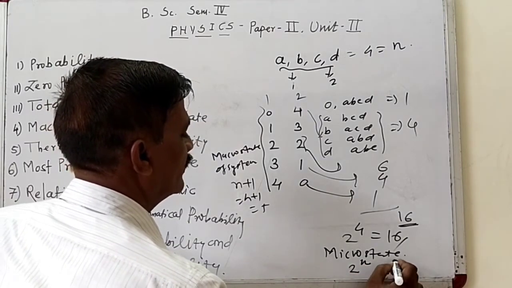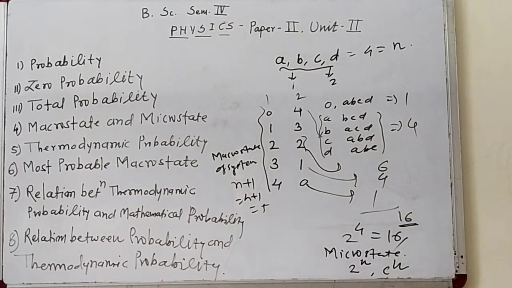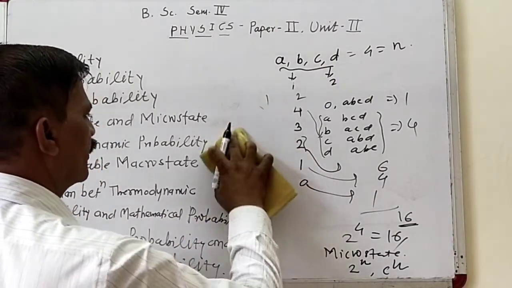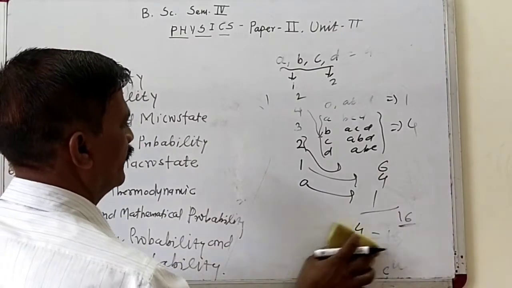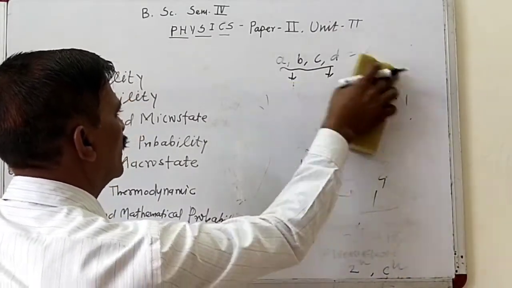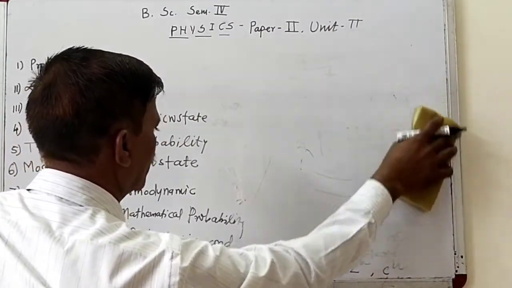In a simple way, C to the power n, where C is the number of compartments and n is the total number of particles. We get the number of microstates, and here n plus 1 is nothing but the number of macrostates. Right? Then we know macrostate, we know microstate. Next is thermodynamic probability.